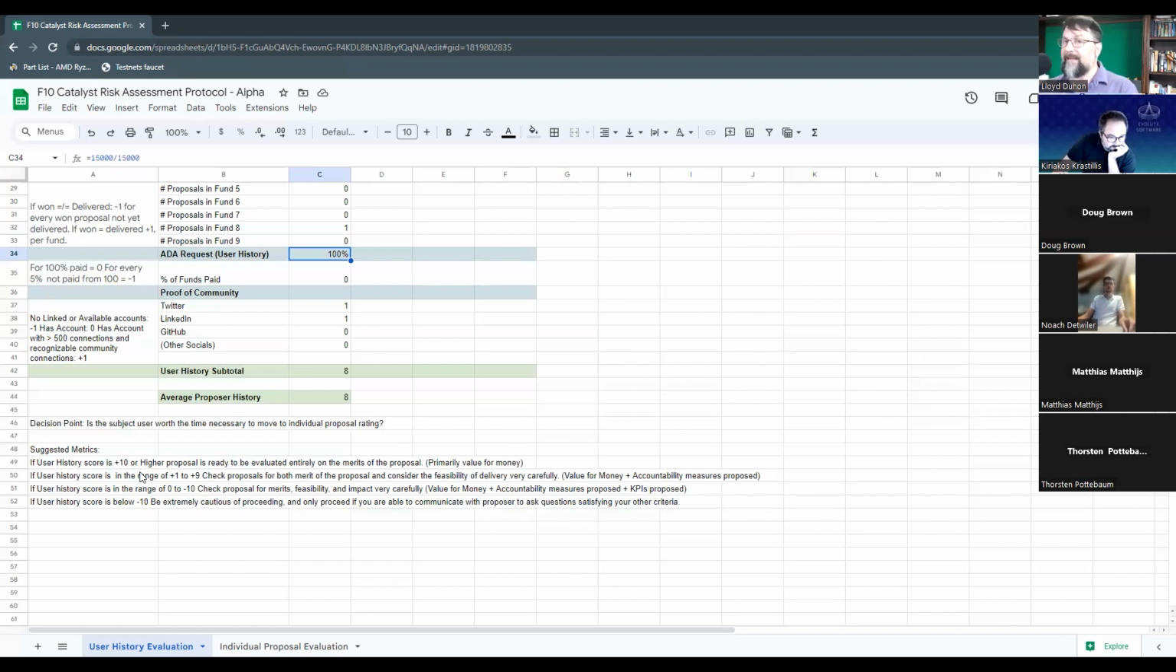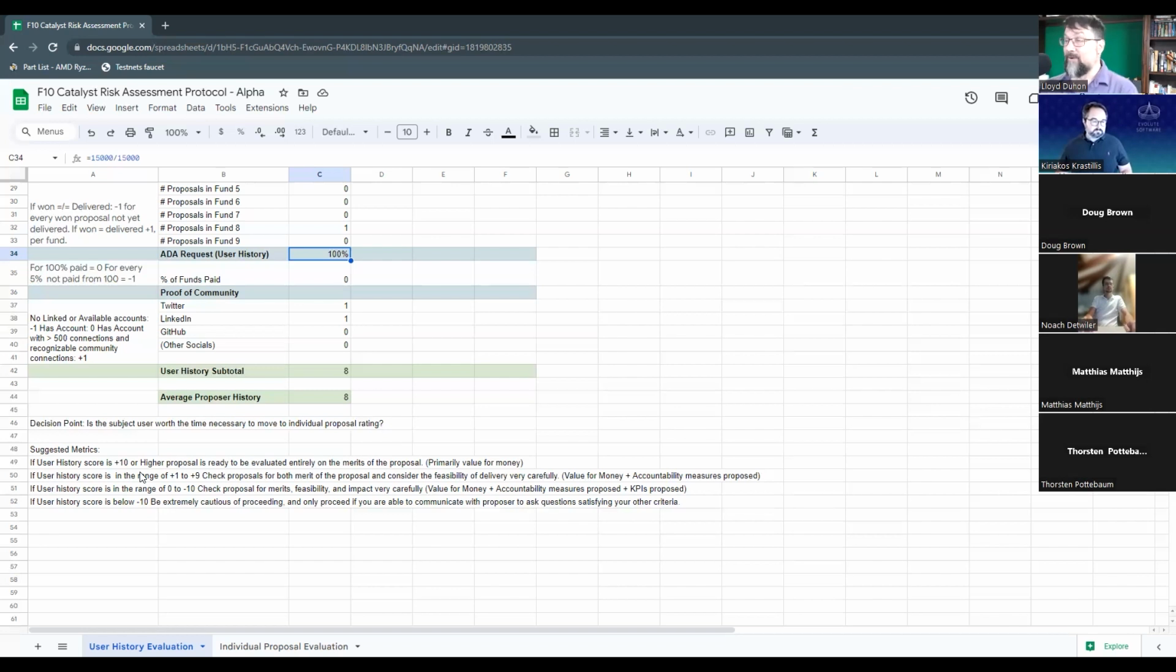And then if you're in that 0 to -10 range, really just pay very close attention to the whole proposal. Are there key performance indicators there, and are they good? Is the accountability really there? Is there value for it? Be skeptical, but not necessarily throw it out.